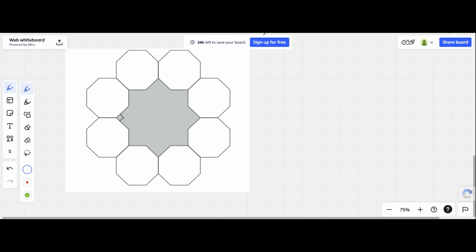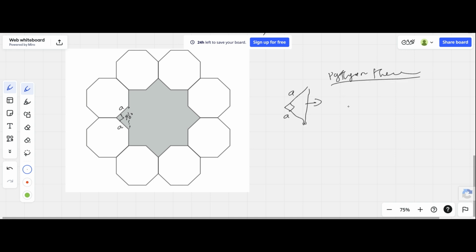This is 90 degrees. So this side is A, this side is A. So if you see here, this is 90 degrees, this is A, this is A. So what will be this length? Simple. What you have to use? You have to use Pythagoras theorem.